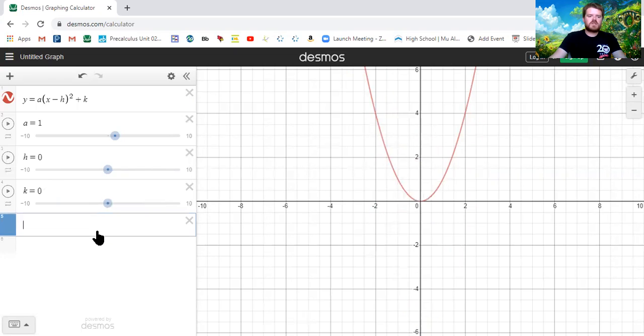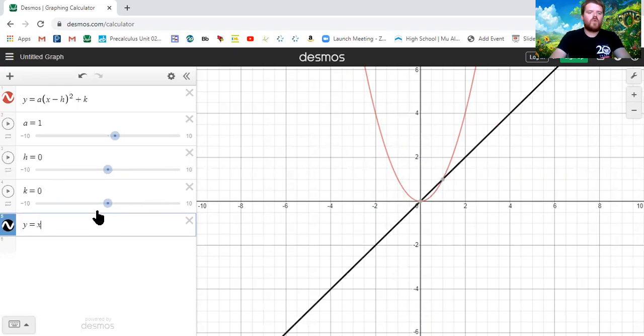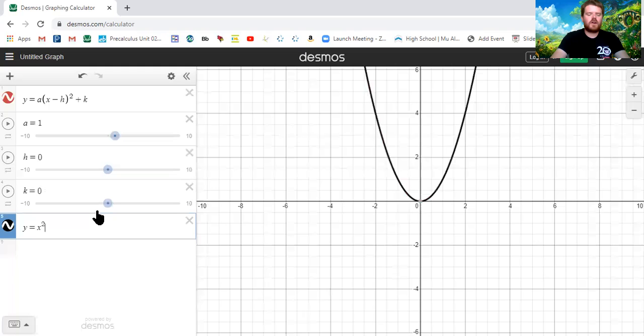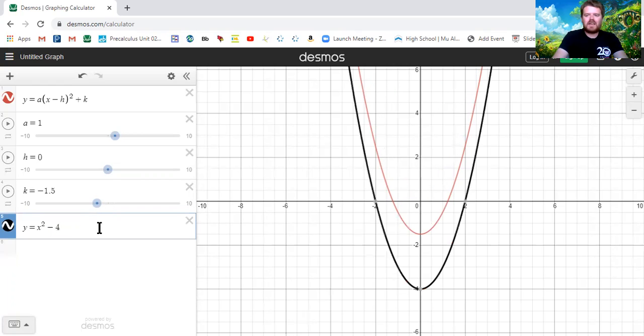You'll be asked to do specific shifts. So for instance, if I have y equals x squared, and I ask you to shift it up 3, then you would tell me, well, that's y equals x squared plus 3. If I have y equals x squared and I ask you to move it down 4, you'll tell me minus 4. This is going to be true for any function.